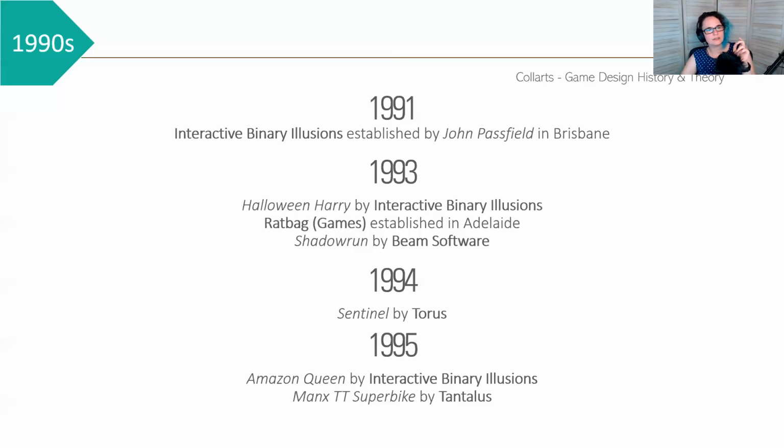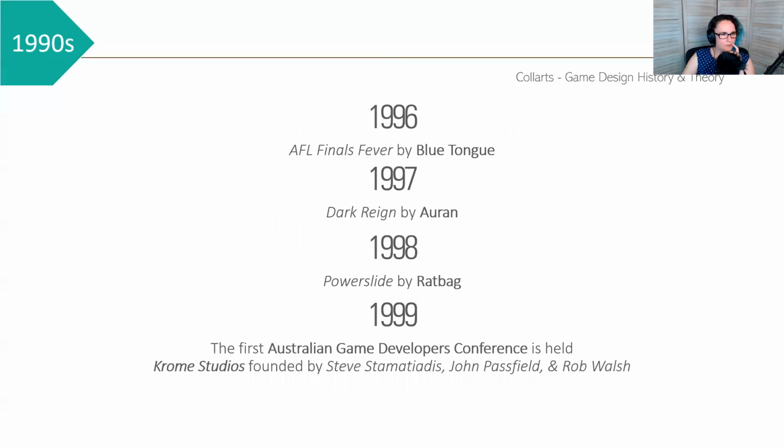Around 93, Shadowrun was created by Beam Software, which was a very popular game as well. Another text RPG. We had Blue Tongue established in Brisbane, in Australia somewhere, which was like a THQ. Yeah, I think it was Brisbane, which was THQ based. And in 96, they made AFL Finals Fever.